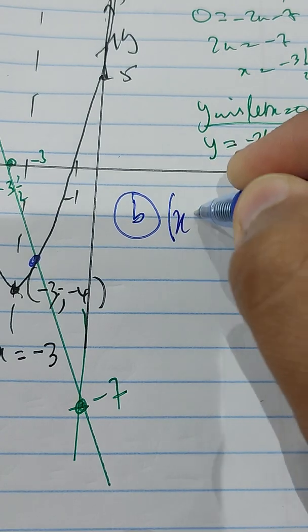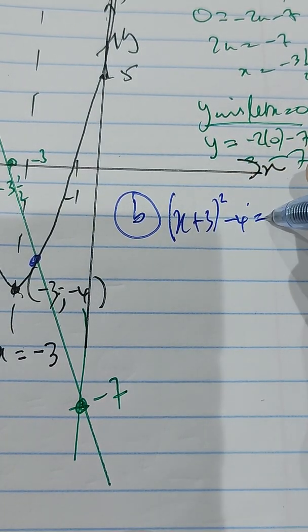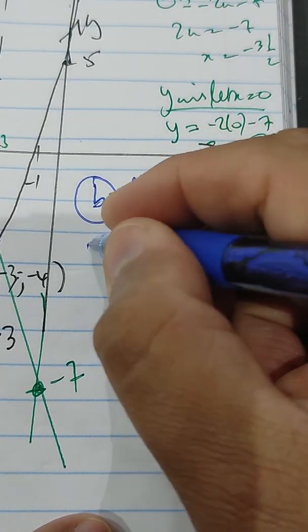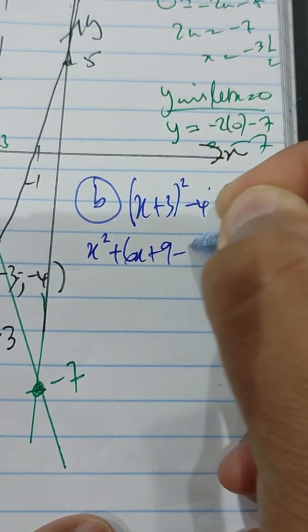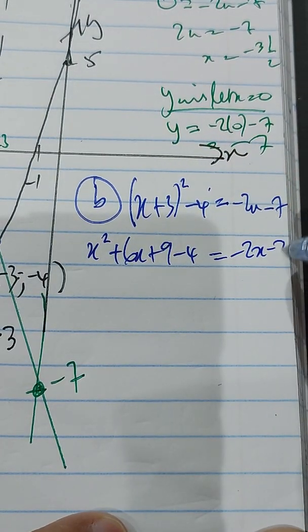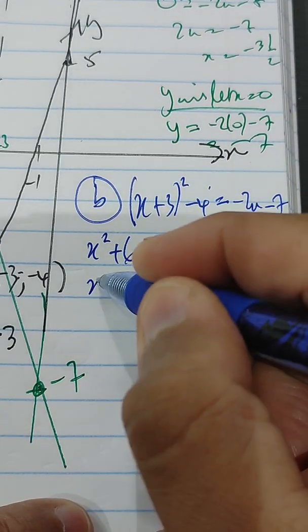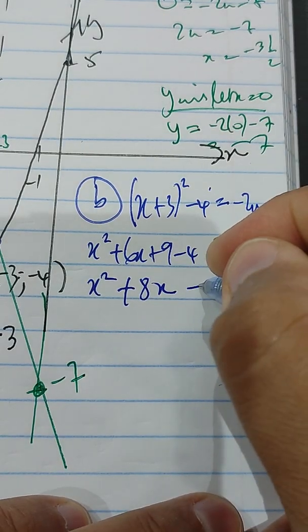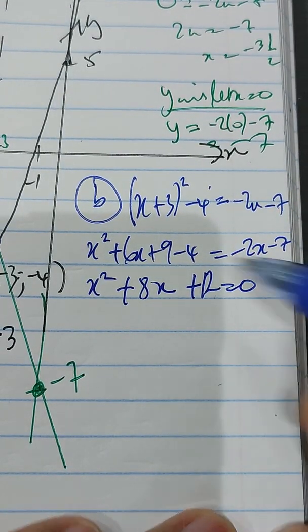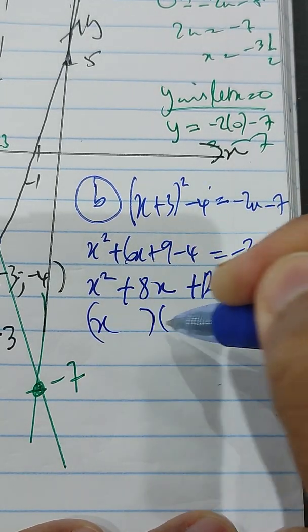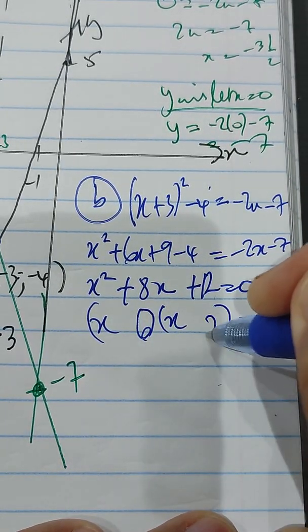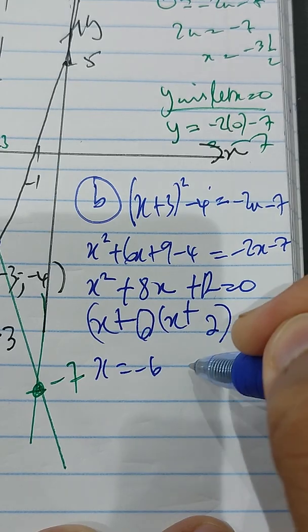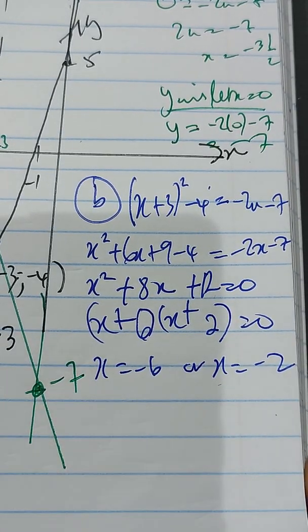So the one equation is (x plus 3) squared minus 4, and the other one is negative 2x minus 7. So it's going to be x squared plus 6x plus 9 minus 4 equals negative 2x minus 7. So it's going to be x squared plus 8x, and 16 minus 4 gives you 12, equals 0. Trinomial, so x and x, 6 and 2, plus and plus. So if we solve, x is equal to negative 6 or x is equal to negative 2.